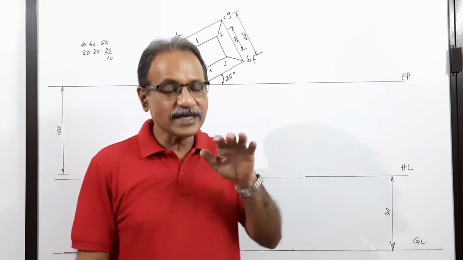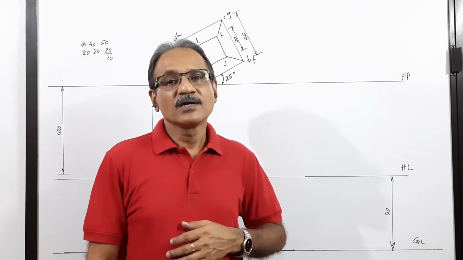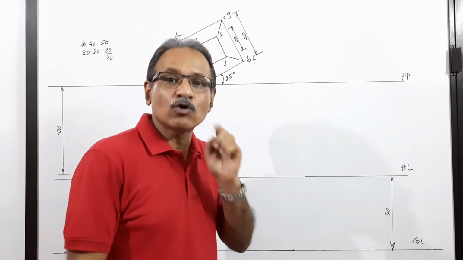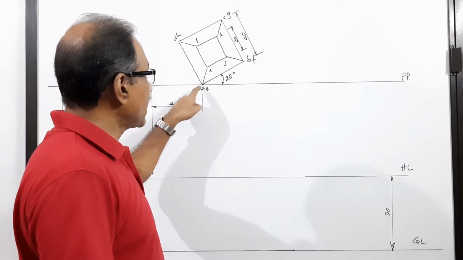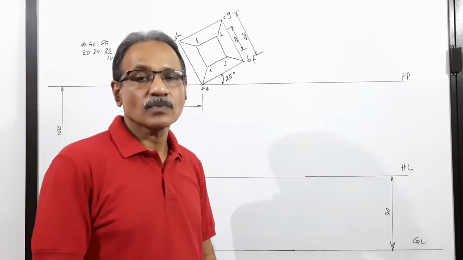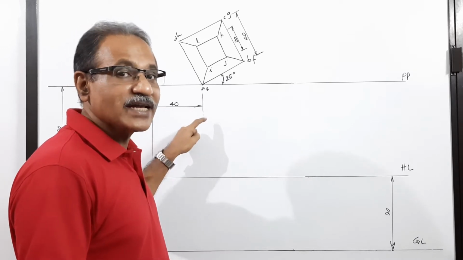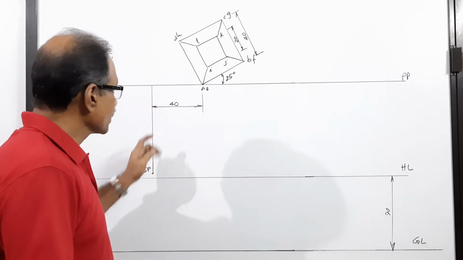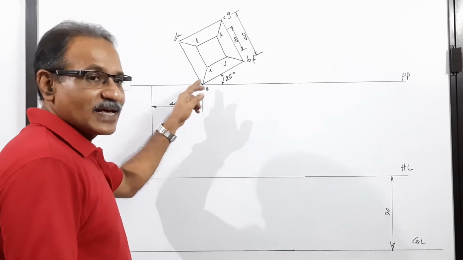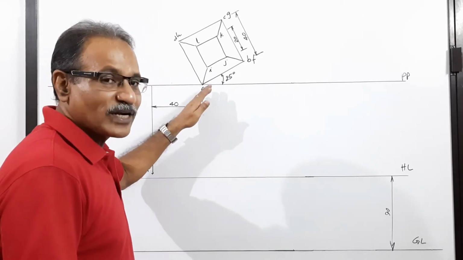It is resting on the ground on its base, on a square face, with one side making 25 degrees to PP and a corner of that side on PP. A corner on PP and the side containing the corner making 25 degrees to PP. This corner is 40 mm to the right of the eye. So where is the central plane? The central plane is 40 mm to the left of A. The corner A is 40 mm to the right of the eye. So where is the eye? The eye is 40 mm to the left of A.